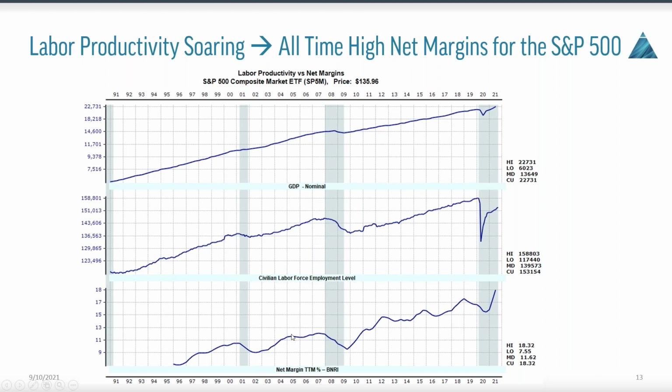And that's why, what do we see here on the bottom panel? This is the net margin for the S&P 500. Net profit margins are now at all-time highs. We haven't seen this happen in over 25 years.